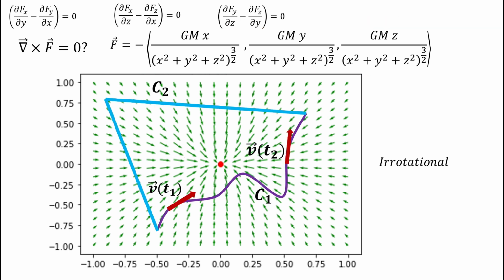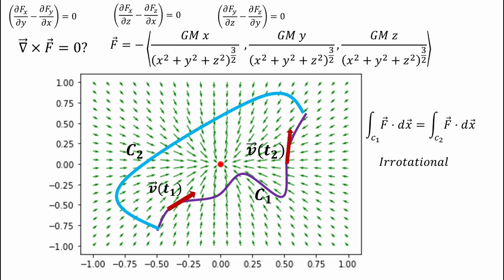That means that you can go any path you want in a gravitational field. So long as you begin and end in the same two places, your change in speed will be the same. It does not matter which curves you take. You will have the same change in speed by the time you get to the end.